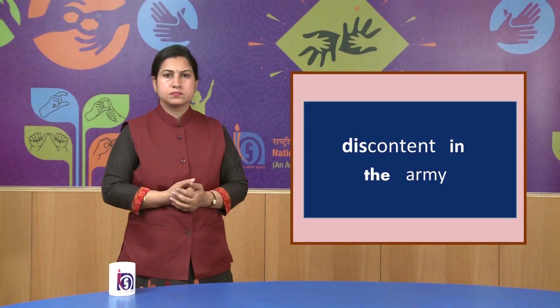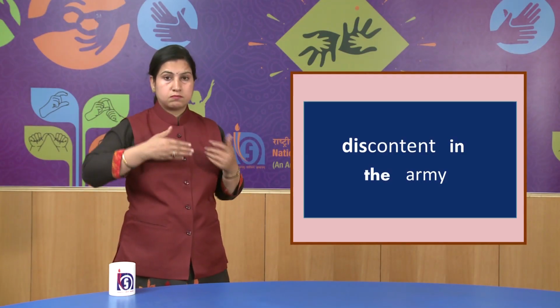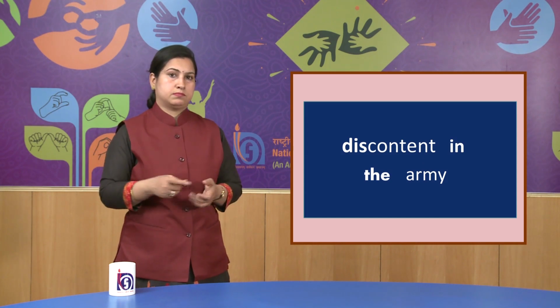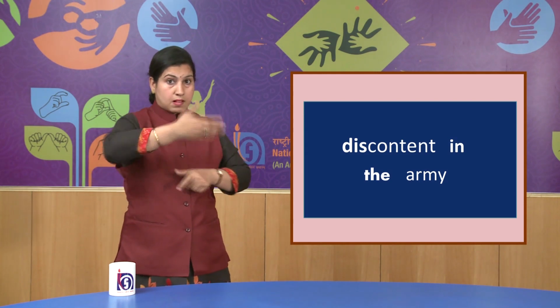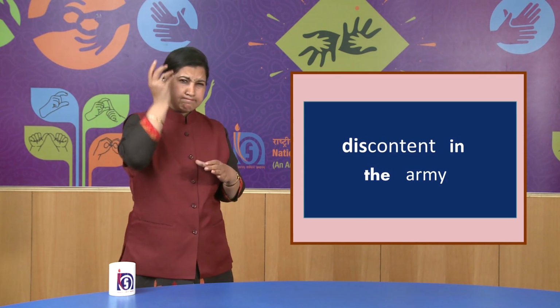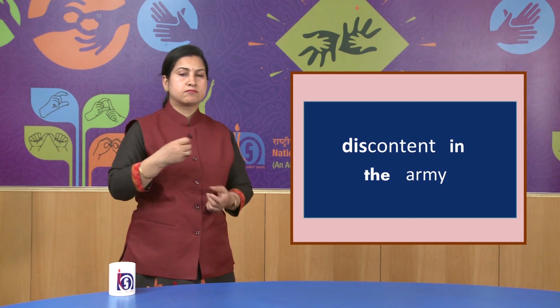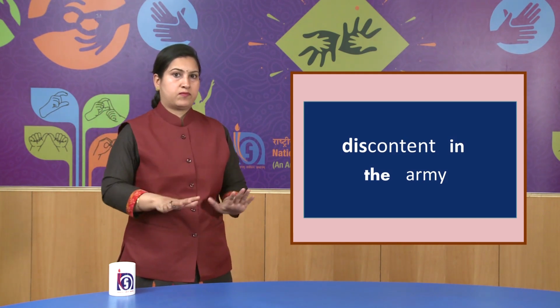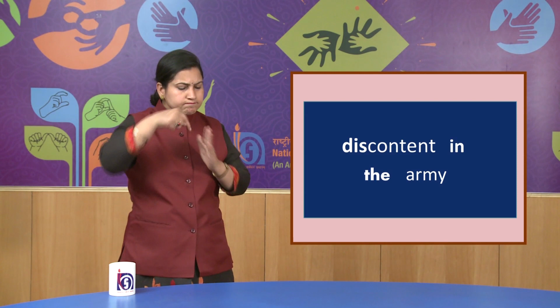Now we will discuss the fourth cause. The fourth cause is discontent in the army. Learners, the unhappiness of soldiers in the British Indian Army was an important reason for the revolt of 1857. Let us study it in more detail.